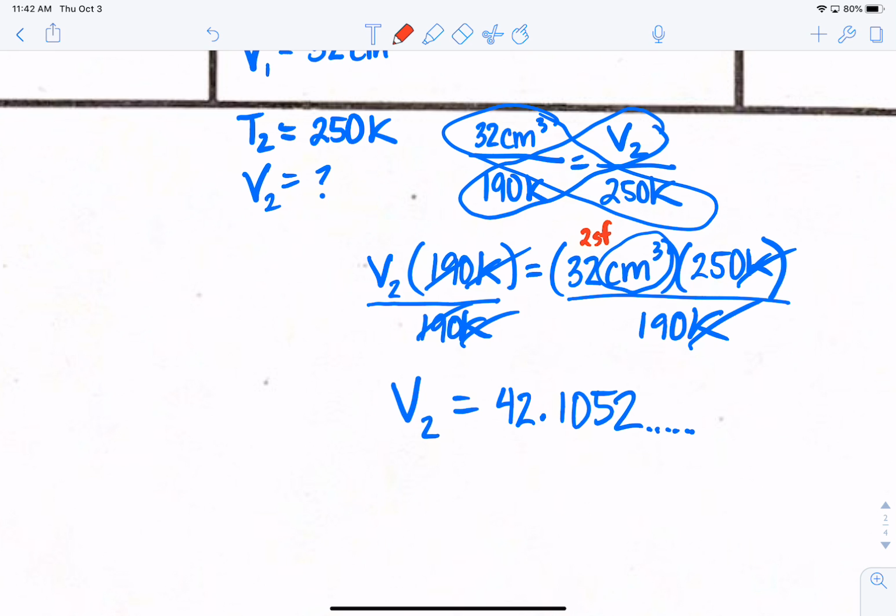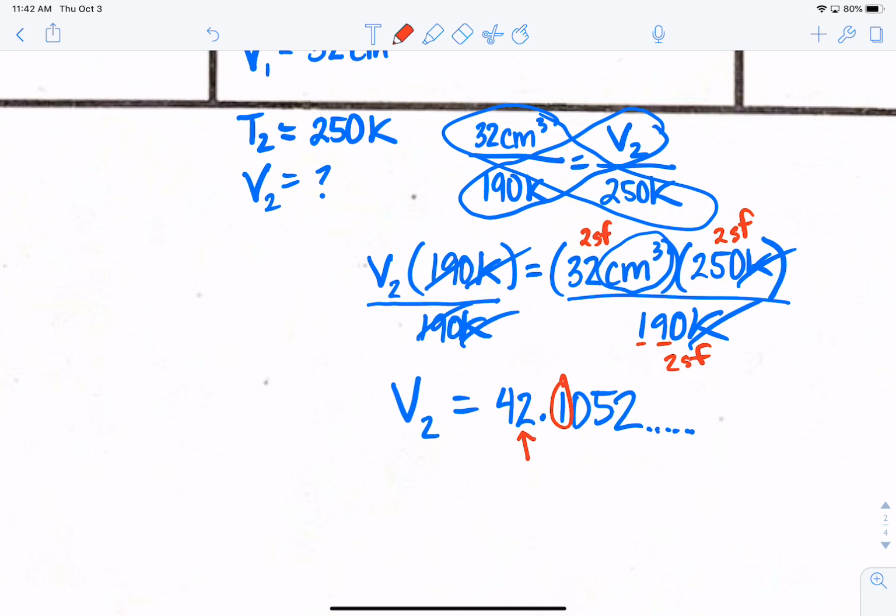10 minutes. Okay. All right, 250 is ambiguous, right? So we have to go with the least amount of sig figs. 190 is also ambiguous, so we just count those two sig figs. Therefore, our answer must be rounded to the least significant figure, which is 2.